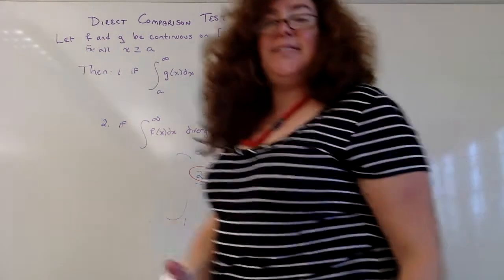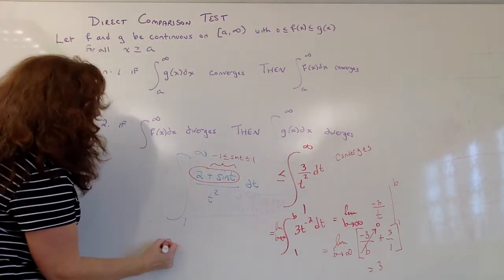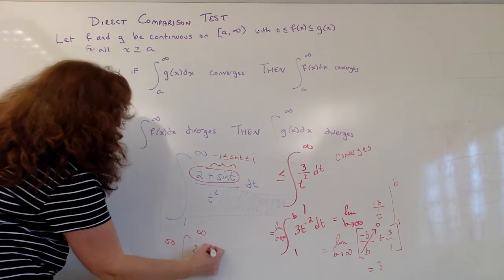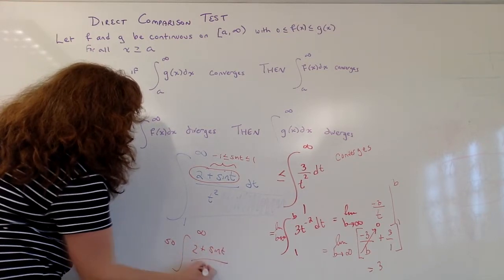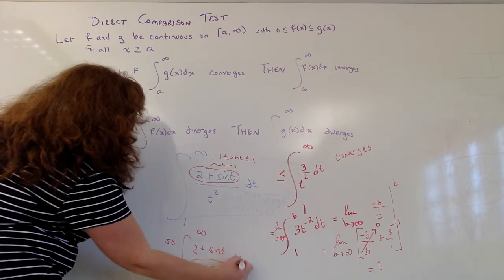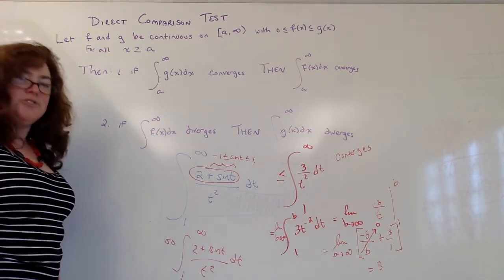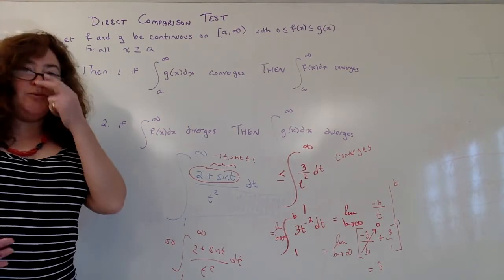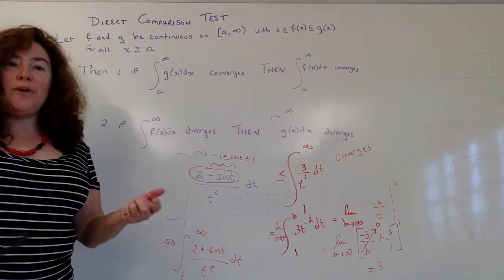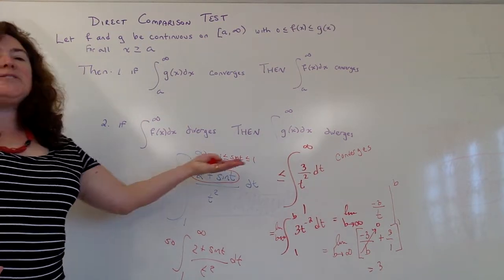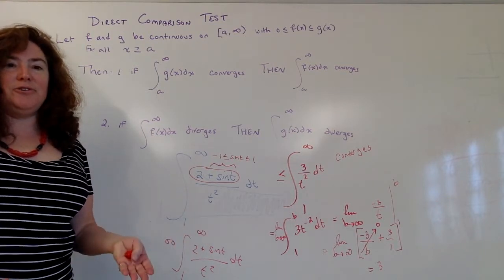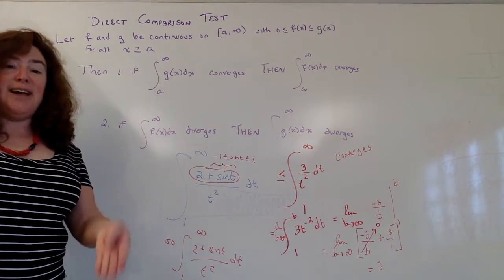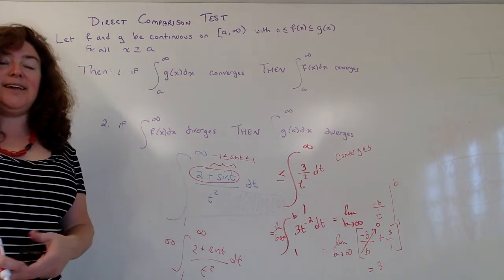So what does that tell us? That tells us that the integral from 1 to infinity of 2 plus sine t over t squared dt also converges. Now the question is, how do I figure out what to compare it with? Whenever possible, we want to try to compare with the p integrals because they're the easiest ones to look at and know, yes, they converge or yes, they diverge.